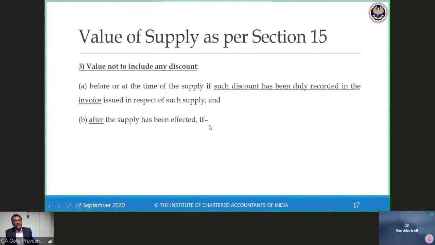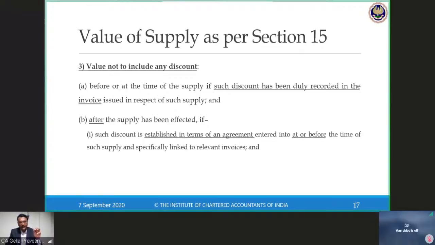Second, they are now talking about your secondary discount. After the supply has been effected, section 15 subsection 3 says you can reduce a secondary discount from your value of supply if such discount is established in terms of an agreement entered into at or before the time of such supply and specifically linked to the relevant invoices. I'll spend a little time here to make you understand. The primary discount is a discount which is printed on the face of the invoice. Anyway I have given a discount, I reduce that from value of supply and I charge GST.